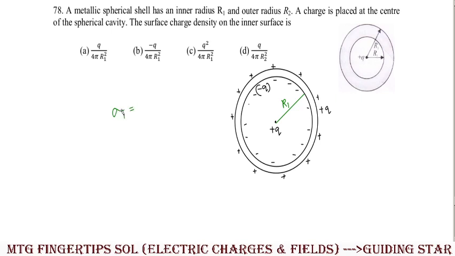सिग्मा, सरफेस चार्ज डेंसिटी, sigma 1 will be equal to charge upon area. तो चार्ज is -Q divided by area, which is 4 pi r1 square. So sigma surface area कितना होगा? -Q upon 4 pi r1 square. So option B will be the correct one.